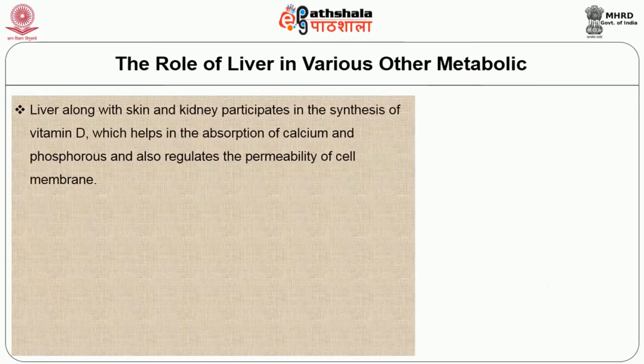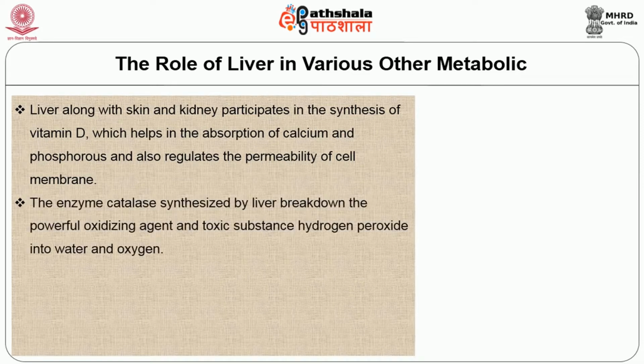The liver also has various other metabolic roles. The liver, along with the skin and kidney, participates in the synthesis of vitamin D, which helps in the absorption of calcium and phosphorus and also regulates the permeability of cell membranes. The enzyme catalase synthesized by the liver breaks down the powerful oxidizing agent and toxic substance hydrogen peroxide into water and oxygen.